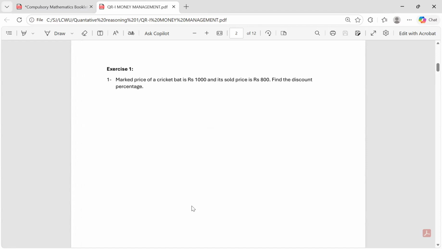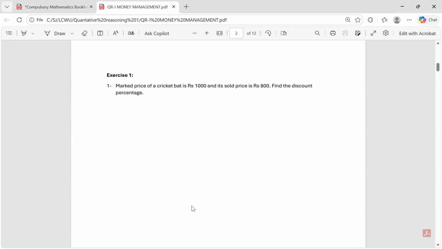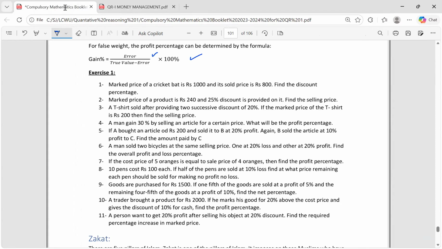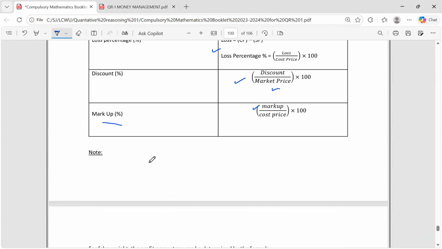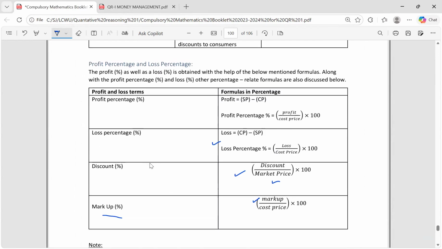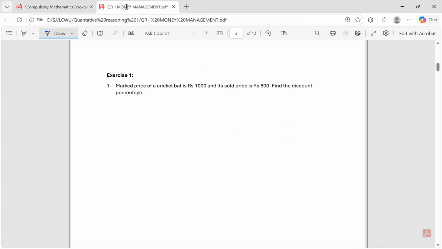So the discount percentage is simply, we can see the formula for discount percentage. That formula is discount over market price multiplied by 100. So discount is simply the difference.